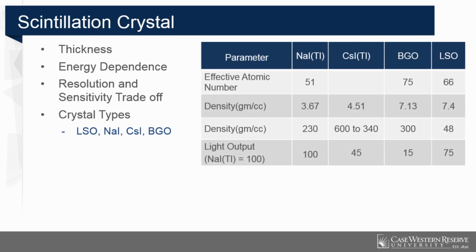And a few parameters concerning the scintillation crystal. For most gamma cameras, we're using sodium iodide doped with thallium. This is the crystal. Density is high, but not as high as BGO, LSO. These are for PET imaging, because for PET imaging the photon energies are even higher, so we need more dense material to stop them. However, the light output for sodium iodide crystal is very good in comparison to BGO, LSO.